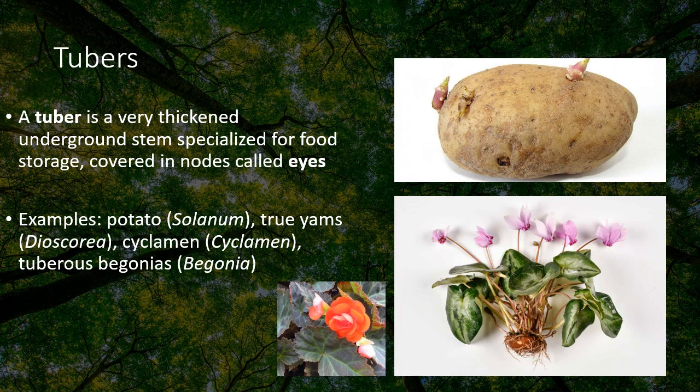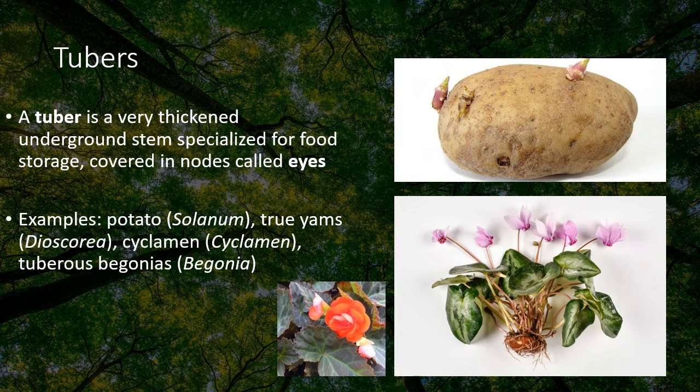True yams are actually tropical vines that are native to rainforests, and true yams are not very common in American grocery stores. Most of the time, what you're buying in an American grocery store is actually a sweet potato, and sweet potatoes are in the genus Ipomoea, which are the morning glories, and they're not technically a true tuber. They're a tuberous root. So a sweet potato is actually a root. A potato is actually a stem.